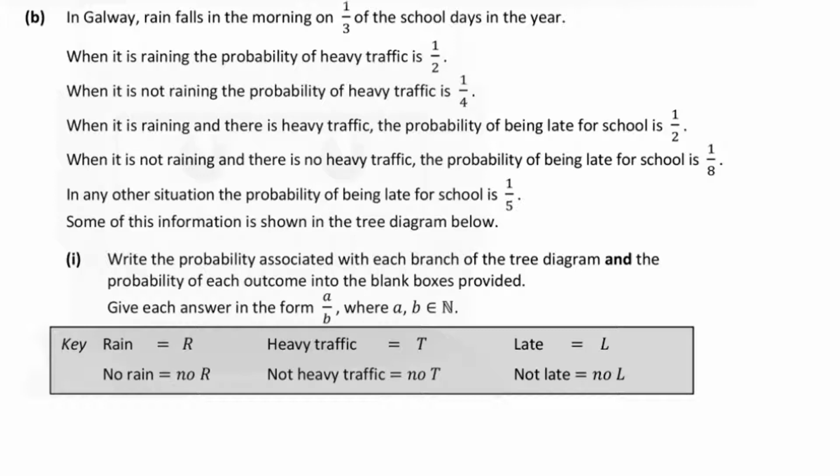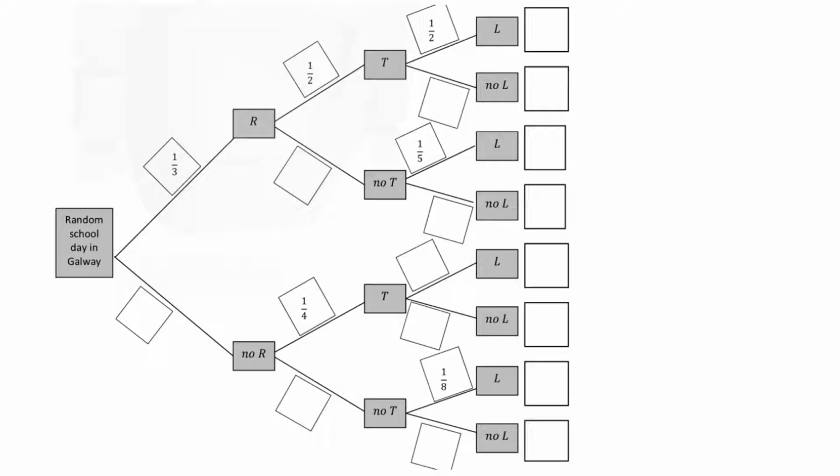Write the probability associated with each of the branches of the tree diagrams and the probability of each outcome into the blank boxes provided. So give each of your answers in the form A over B, where A and B are both natural numbers, so that's going to be a positive fraction. And the key that they've given us here is R for rain, no R means no rain, T is for heavy traffic, no T is for not heavy traffic, L is for late, and no L is for not late. So this is what they've done here.